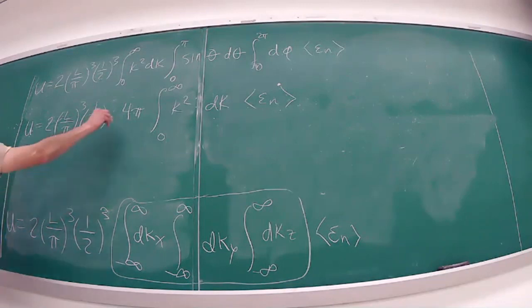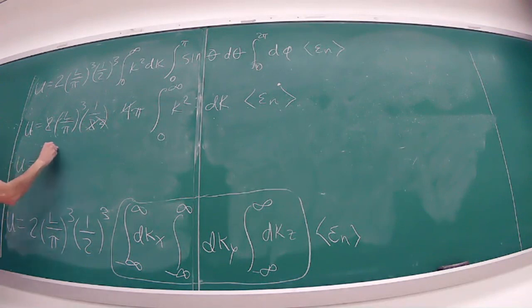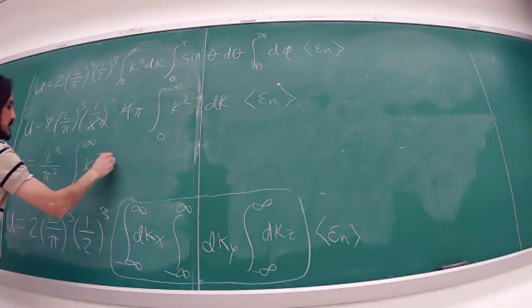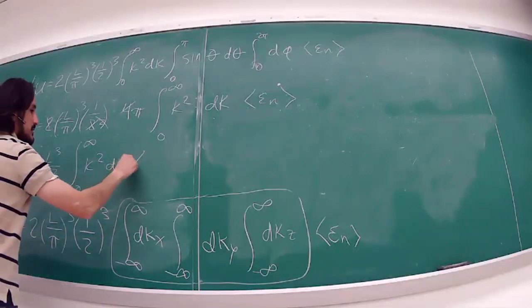We can get rid of these 4. And this becomes a 2. Right. And we can get rid of these 2 with these 2. And we have a pi over here and a pi cubed over here. So it's going to be L cubed over pi squared, integral from 0 to infinity of k squared dk, and then the energy.